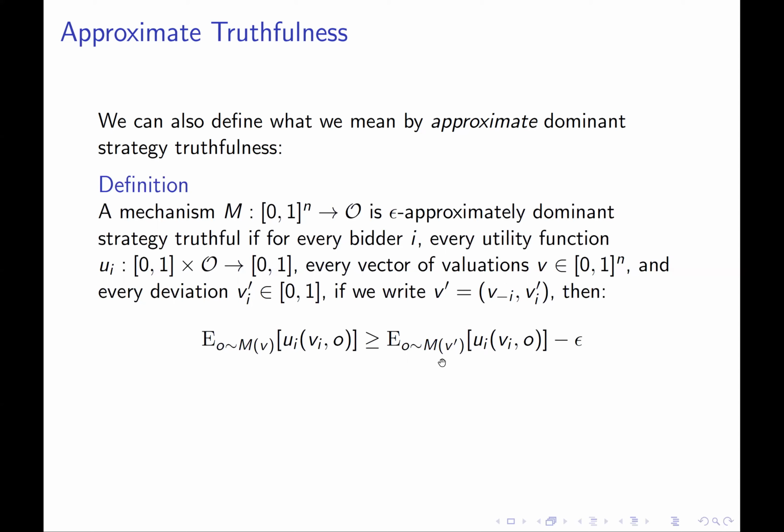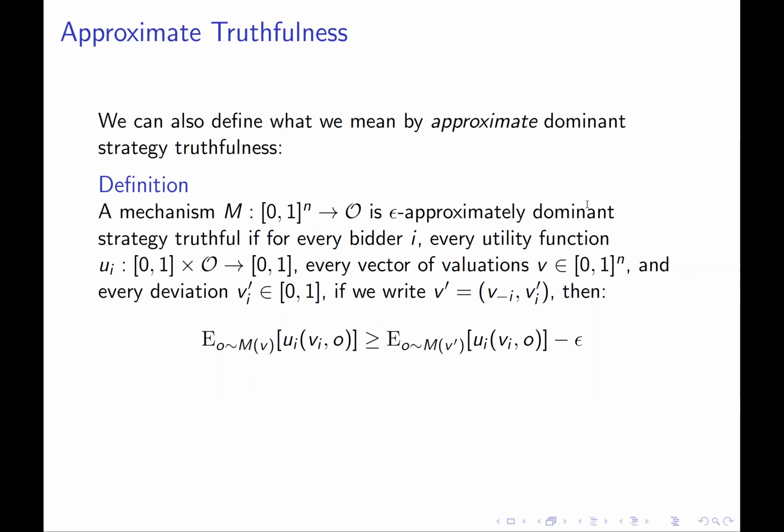So maybe there are situations in which by reporting V_i prime instead of V_i, you can gain a little bit in expected utility, but not much. You can gain at most epsilon. And so this is almost as good as dominant strategy truthfulness, at least if we can make epsilon very small, and at least if we can imagine there's some small disincentive for misreporting. Maybe you have to spend a little bit of effort to figure out what would be the best misreport, or maybe you risk some reputational damage by misreporting.